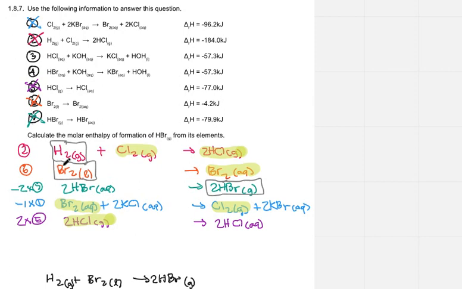Okay, what else can we clean up? We have 2 HBr aqueous on the left, which we do not want. To get rid of them, we need 2 HBr on the right. Can we find that anyplace? HBr aqueous isn't there. This reaction has HBr aqueous. Bad news, it's on the left side. We need it on the right. Other bad news, we need to double this. So we're doing minus 2 times reaction 4.